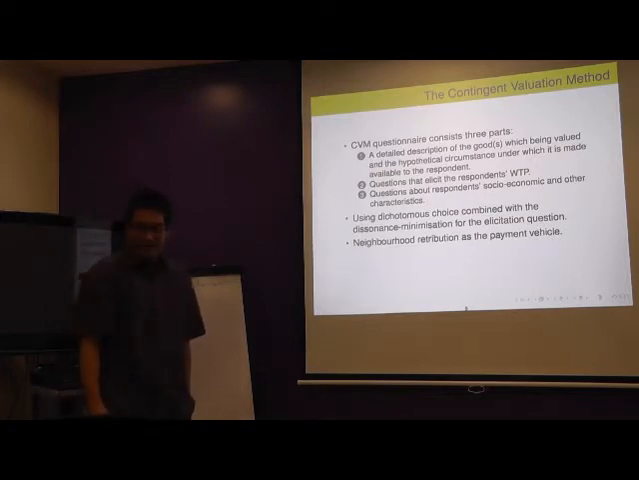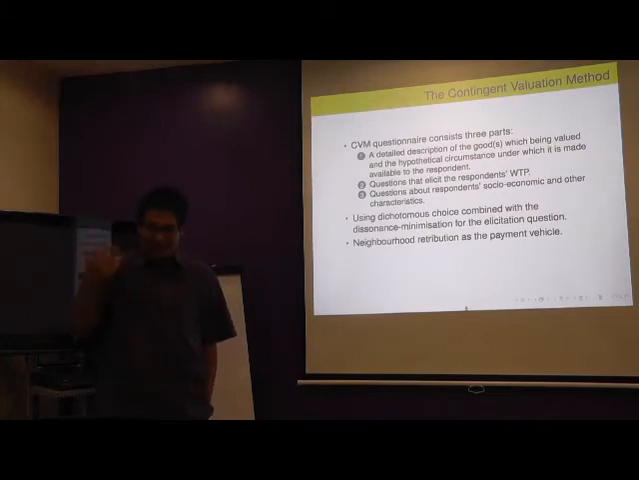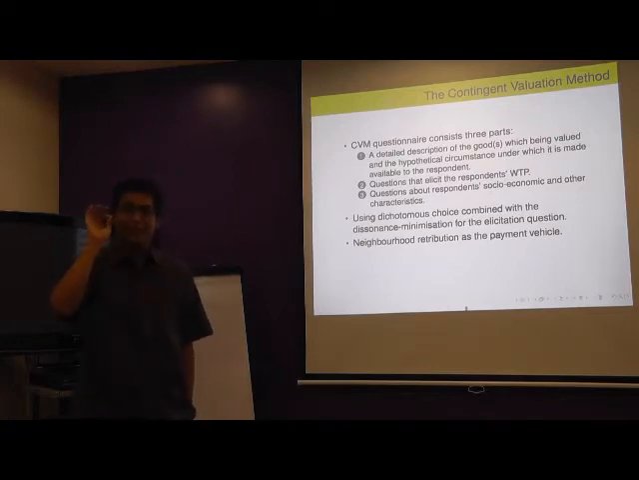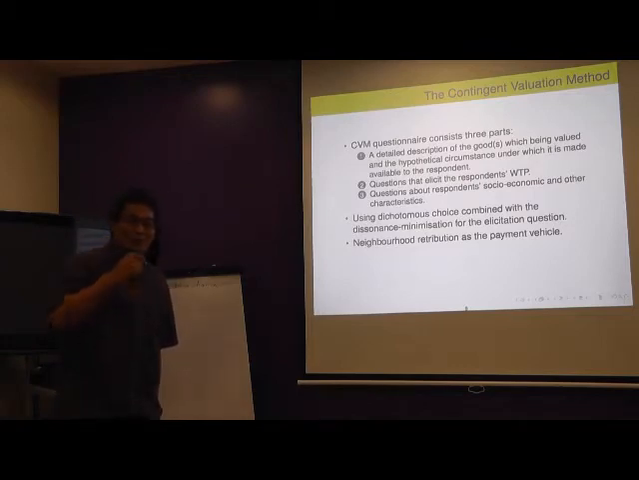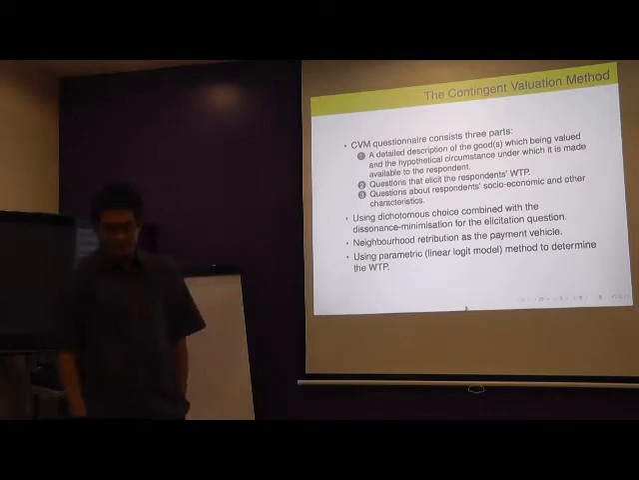And then I use a neighborhood retribution as the payment vehicle because they don't believe. I got advice from Dale Whittington, who wrote the paper I use. This guy said to me, don't use a payment vehicle that people cannot trust. So I use the neighborhood retribution because you know where your money goes. Okay. And then I use a parametric linear logit model to determine the willingness to pay. In some of the, if you read, I will publish the paper soon enough, I also use a non-parametric one.